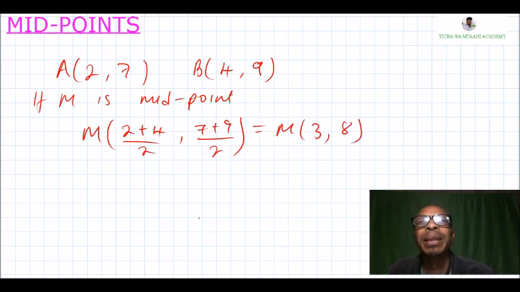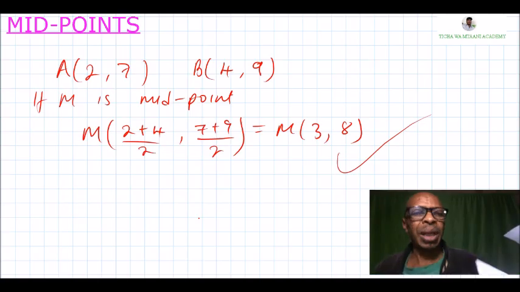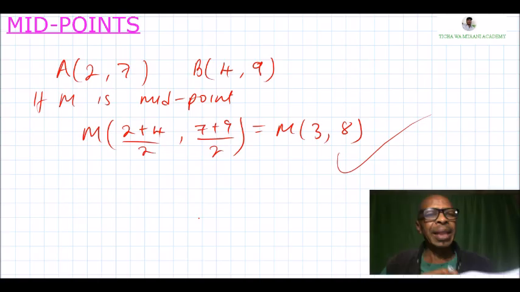So this becomes an easier way of getting the midpoint. You add the two corresponding values of x, you divide by 2, the two corresponding values of y, you divide by 2, and you get the midpoint. So I hope that is clear. Instead of following the vector method, this one is easier for you to follow.